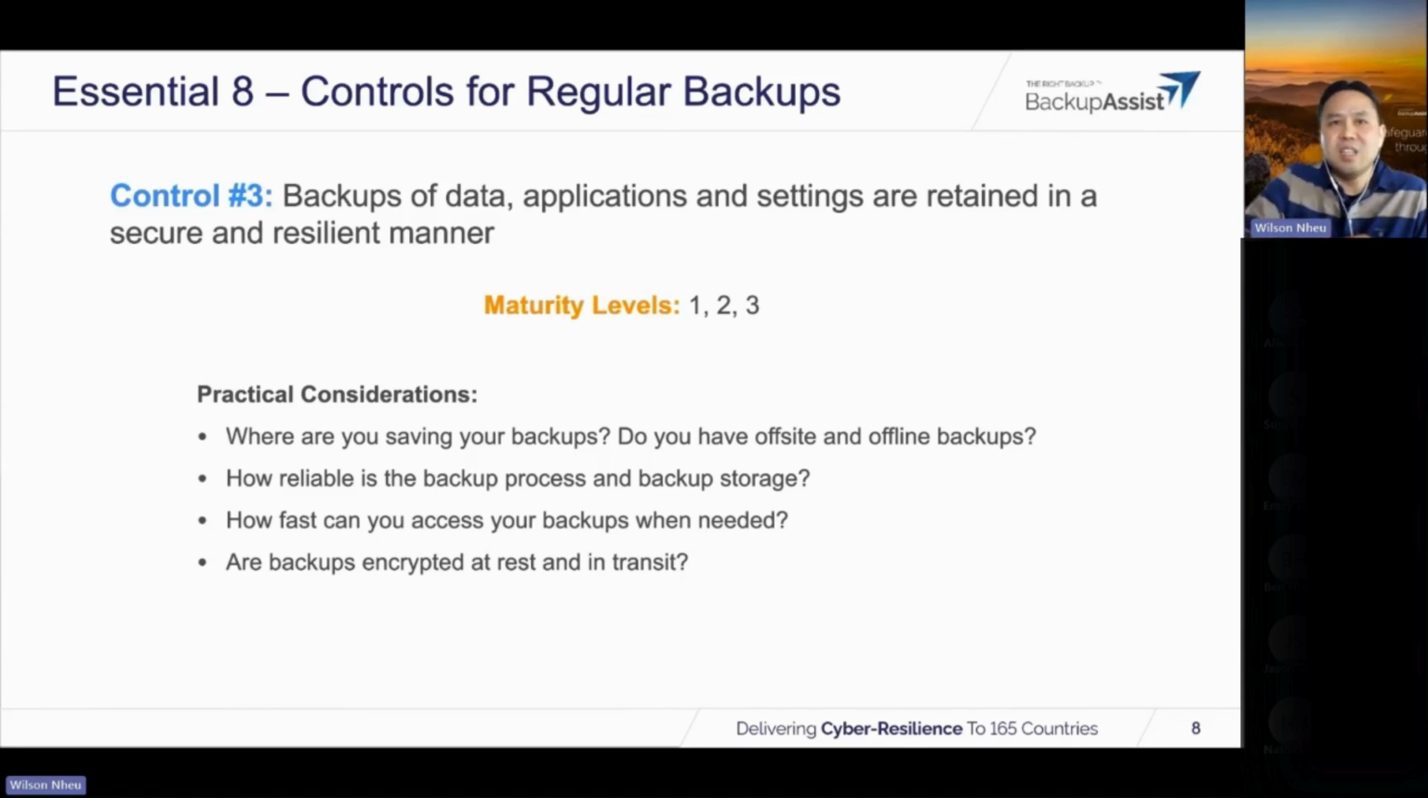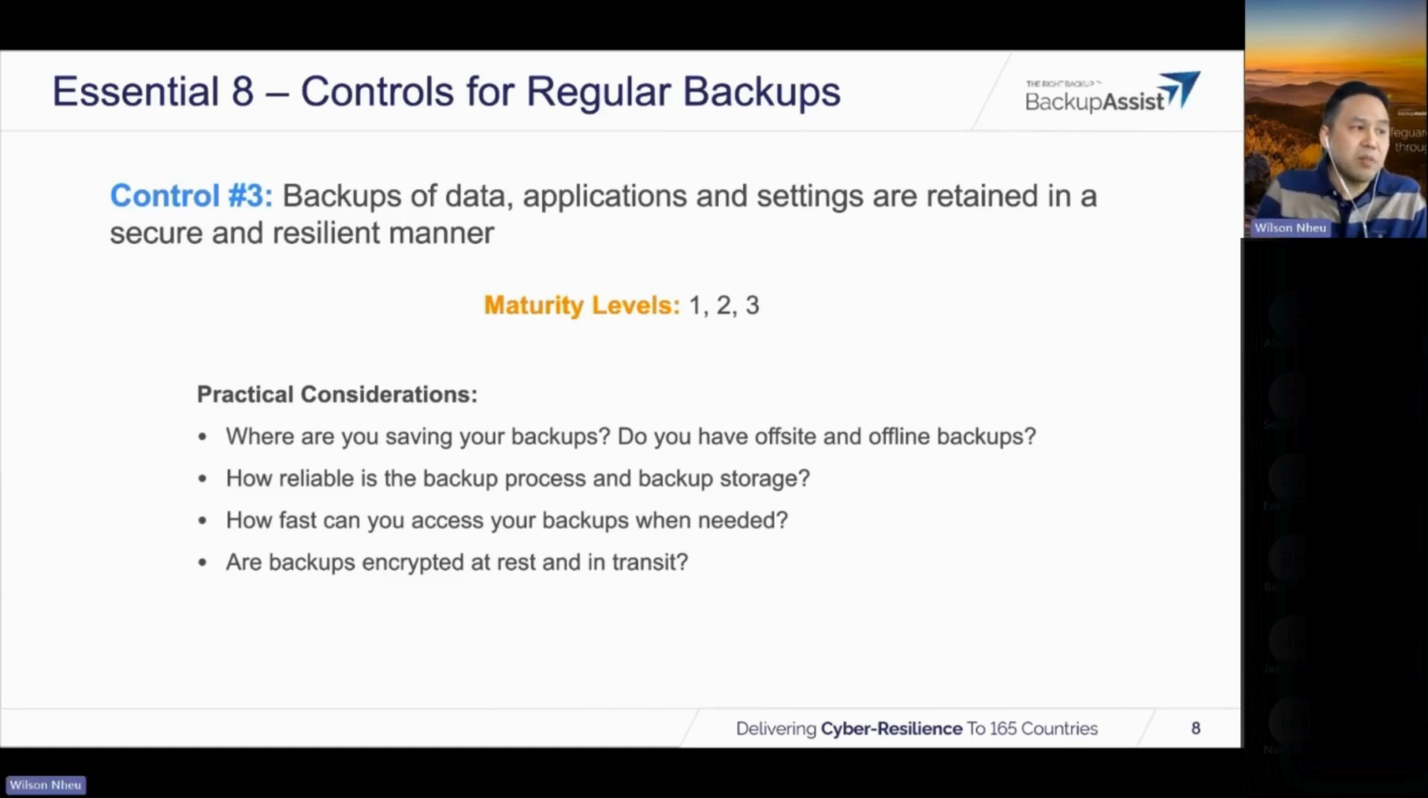Now, this comes up a lot everywhere in terms of cybersecurity frameworks, and in terms of cyber insurance questions. So offsite and offline backups is something that you definitely want to consider as part of achieving these controls.